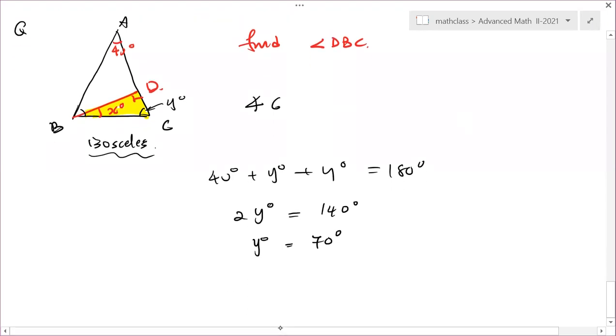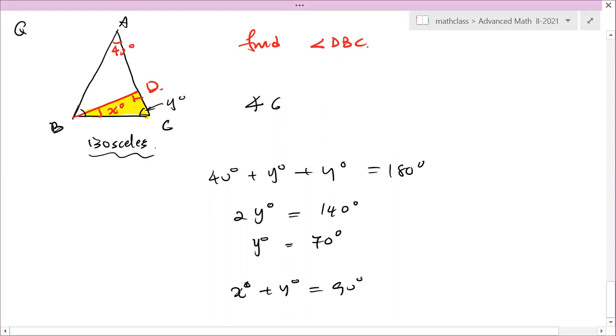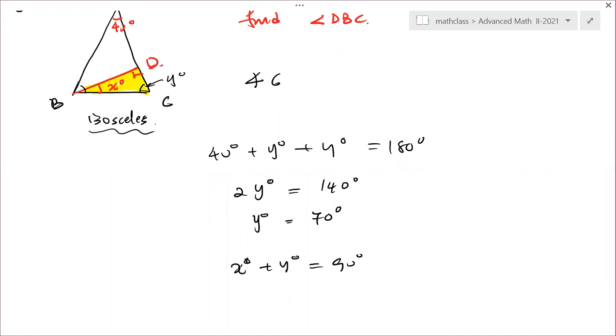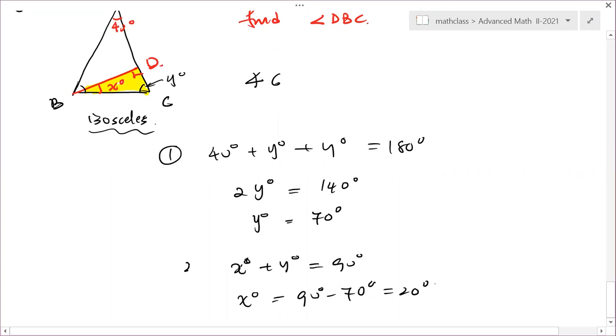Then inside this yellow right triangle, X and Y are complementary. So X degrees plus Y degrees should be equal to 90 degrees. We add them together. For the right triangle, this is always true. So X degrees is going to be 90 degrees minus 70 degrees, which is 20 degrees. So that's called a two-step problem. Step one and step two.